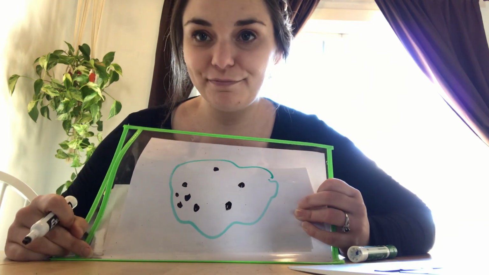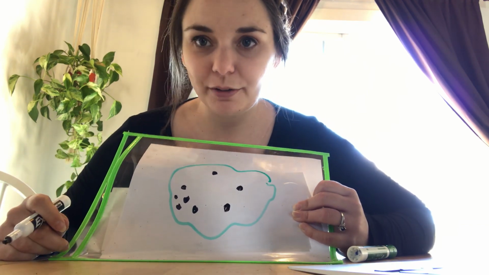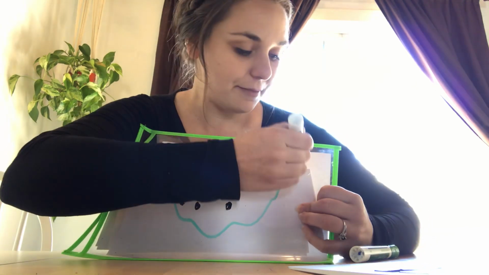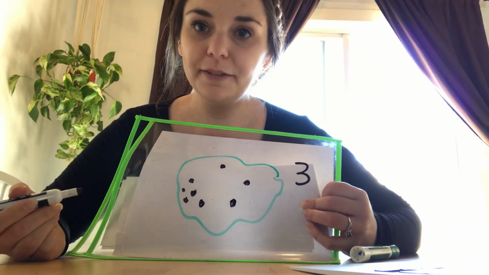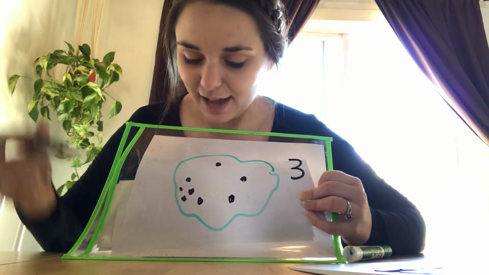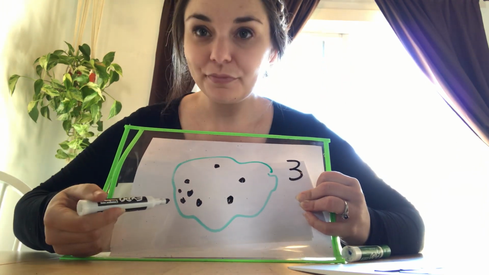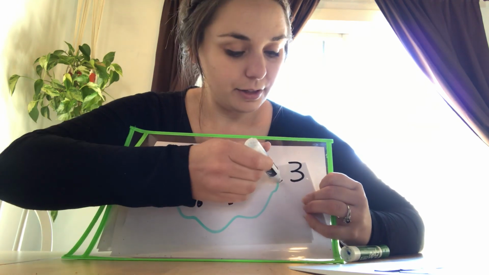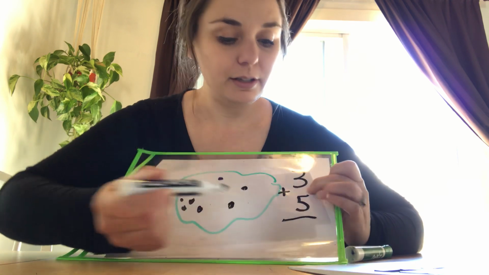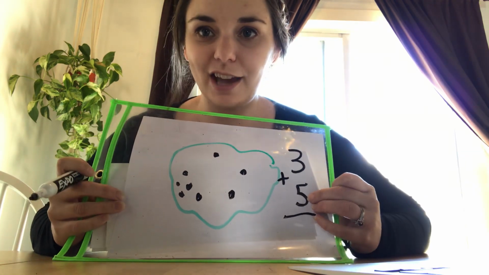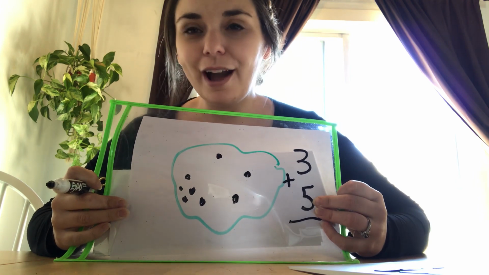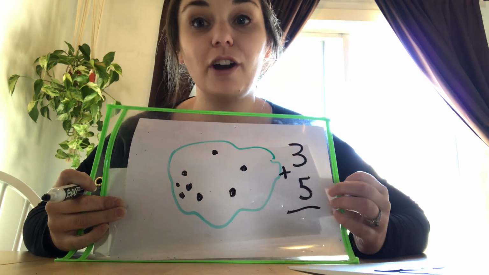5 more jumped in. Friends, how many did we start with? We only had these 3 to start, so let's write that. 3. And then I added some more frogs. How many did I add? I added 5. 3 plus 5. How many frogs altogether now are in the pond? Can you count those dots? Or how can you figure out how many frogs are in the pond now?